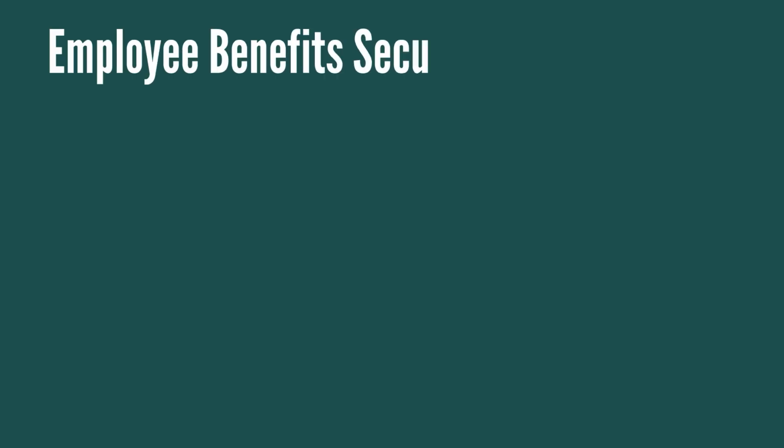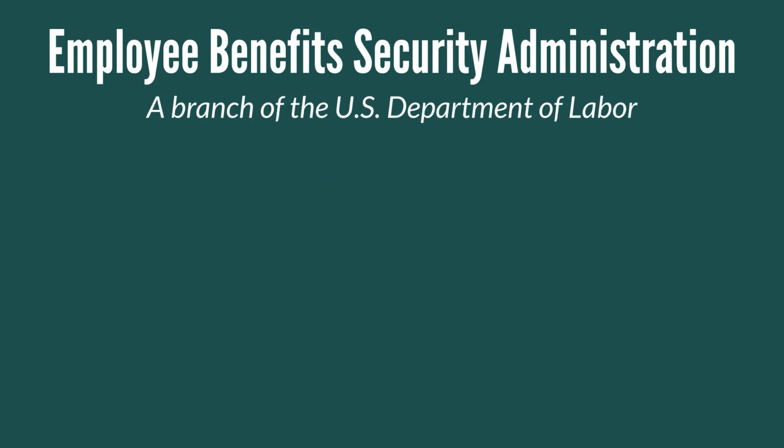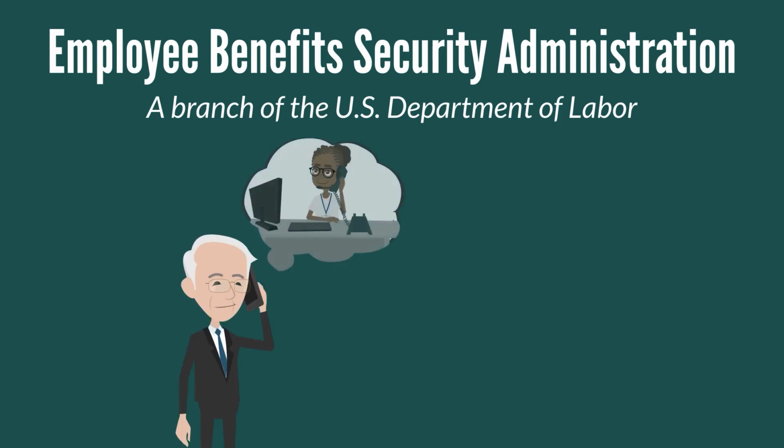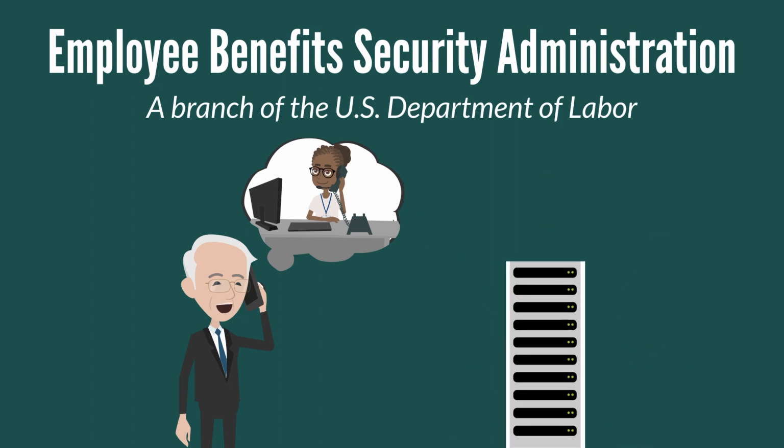The Employee Benefits Security Administration, a branch of the United States Department of Labor, offers assistance in finding old retirement plans. You can contact them via their toll-free number or use their online search tool. They have a database of abandoned retirement plans and can guide you through the process.